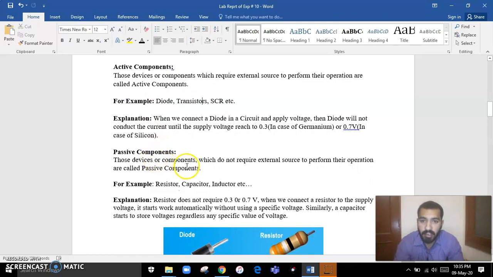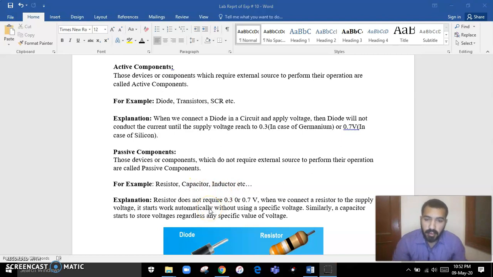So what are passive components? Passive components, which do not require an external source to perform the operation, are called passive components. So a mobile phone without a SIM card is basically a passive component. It just takes voltages from the battery and shows you display. It simply works like a normal device. Then it will be a passive component. And when we put a SIM card in that phone, it will perform all of the functionalities for which that phone is created. Then it will behave as an active component. So those components that do not require an external source are called passive components, like resistor, capacitor, and inductor.